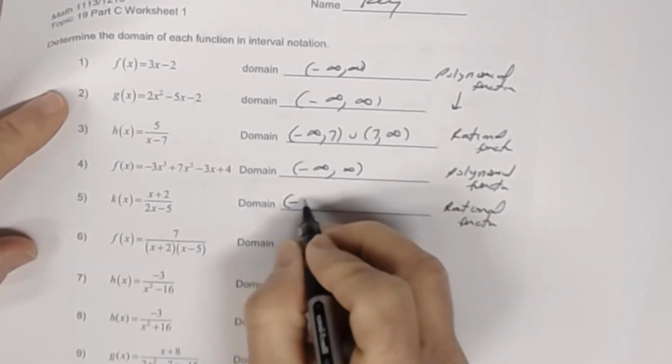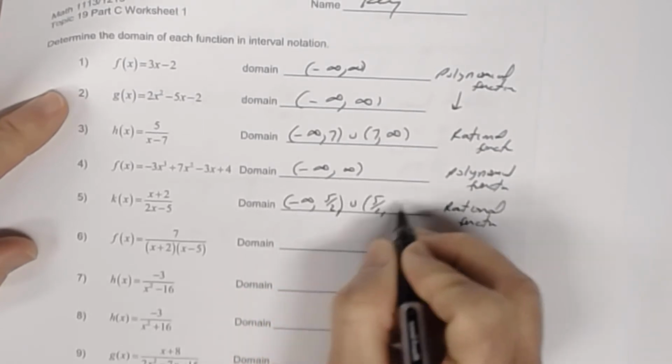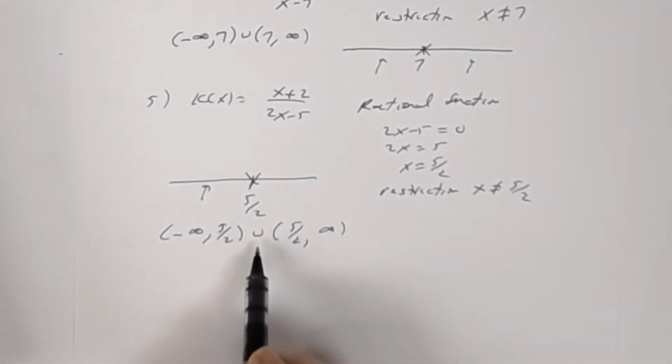And so you get negative infinity to 5 halves, union, and then 5 halves to infinity. Notice the parentheses. There are no brackets because you cannot use 5 halves. 5 halves is not part of the domain, so that's why you don't see brackets there.